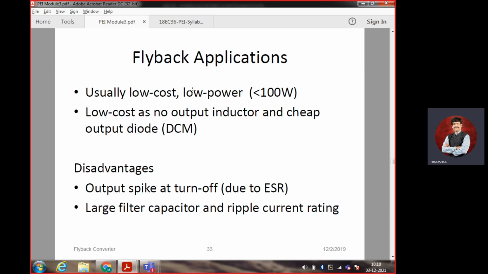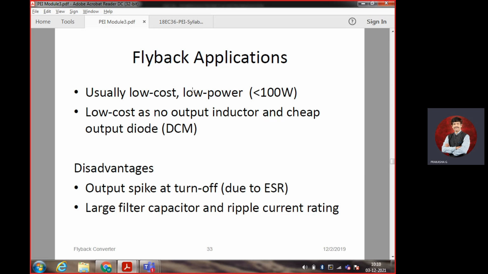So mode 3, the applications, there are so many applications because of the flyback discontinuous mode. It's low cost and low power, useful for low power applications. Low cost because it has no output inductor and a cheap output diode. The diode is a small, cheap value that we use in this discontinuous mode converter, and we are not using any inductor there. Inductance is not required. That is one of the advantages.